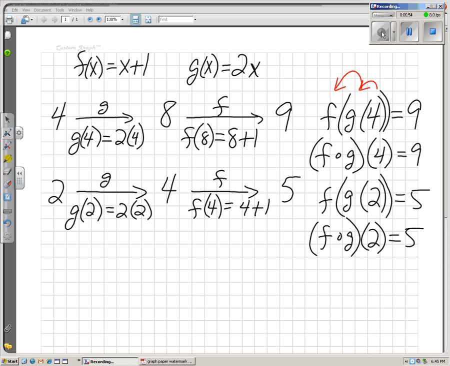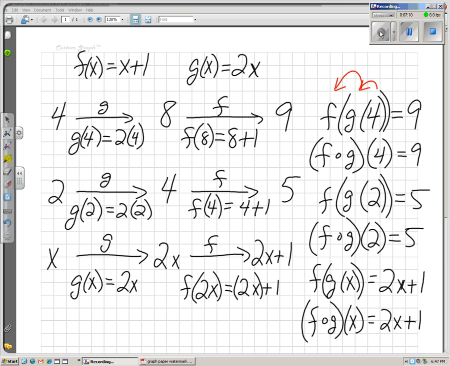Okay, what about x? What if we just want to make the composite functions and not put a number in? Let's just put an x in and see what the composite functions would be. So you guys try that. Put x in, pause the video, see what you get. Okay, here's what I got. I took x and ran it through the g function and got 2x. Then I took the 2x and placed it into my f function. I put it in for my x right there. 2x plus 1 is simply 2x plus 1. And then got my answer over there on the right.